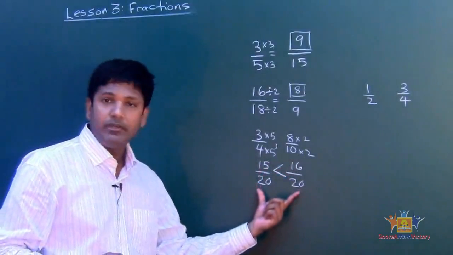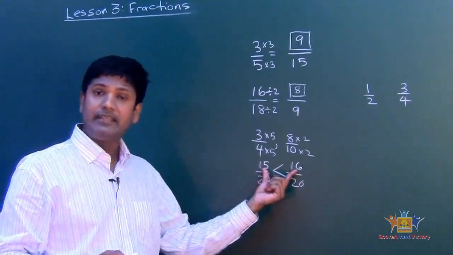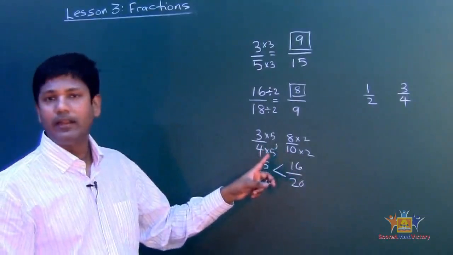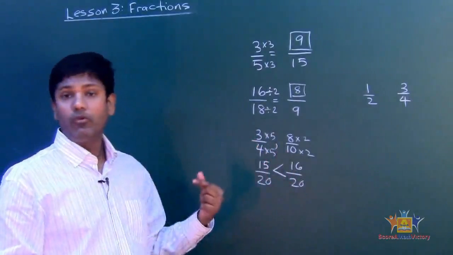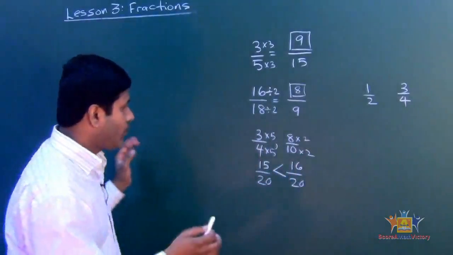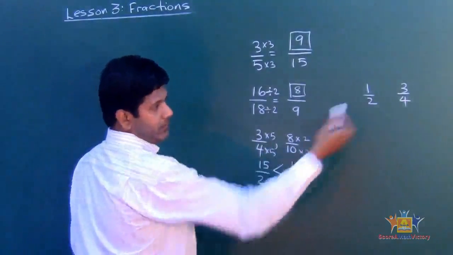Once you make them into a common denominator, it's a lot easier, by looking at 15 and 16, to tell which one is bigger. By looking like this, there's no way to tell, because 3 over 4 could be bigger, or it could be 8 over 10. We don't know yet. See that? Okay, good. So this is how you do it, alright? Now, for example, this one.